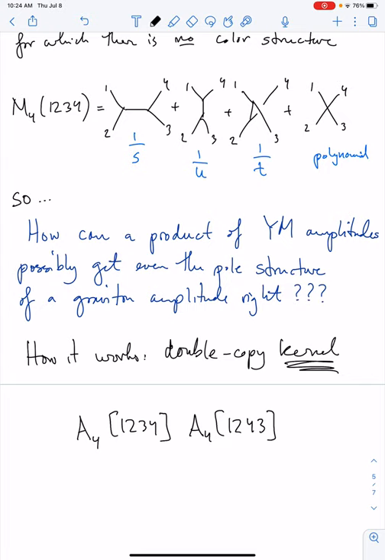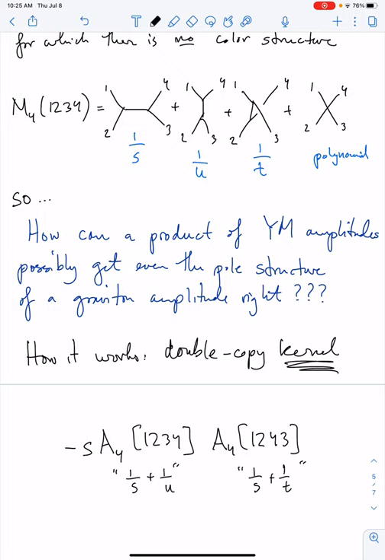Now this guy had an S channel and it had a U channel. And this amplitude had an S channel and a T channel. Loosely speaking, I can think of it like this. So we see that in the product, I'll certainly get a simple pole in the U channel. I'll get a simple pole in the T channel. But now I have a problem, and that is that I get a double pole in the S channel. So why don't we just multiply by S, and I'll include a minus sign here for convenience. Let's just multiply this and see whether that could possibly work.